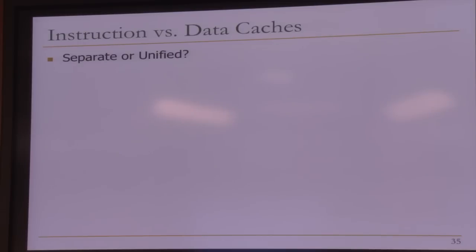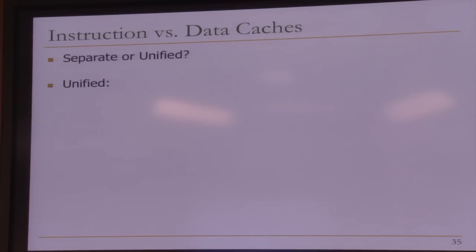You didn't have an instruction versus data cache? You did? I see. OK, they exist. So unified. Why do they exist? You can make them unified, right? You don't need to separate an instruction cache.